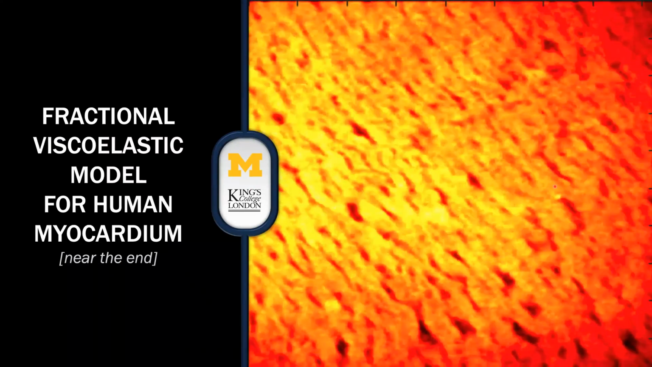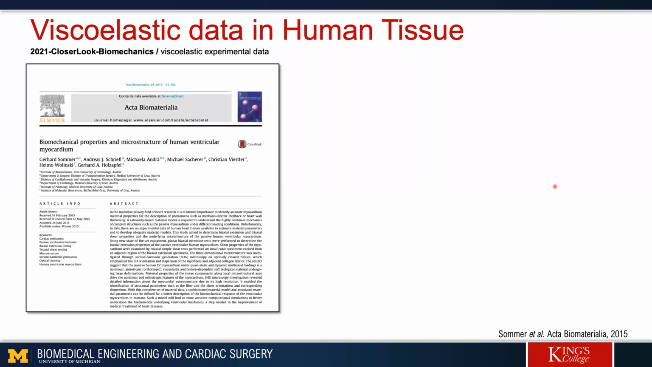Okay, so I'll jump in here and talk now about the actual human myocardial model that we came up with. This is the paper that we published in Acta this year. This model was really enabled by a comprehensive paper from Gerhard Sommer, Gerhard Holzapfel and Gratz, so the Gerhards. They published it back in 2015.